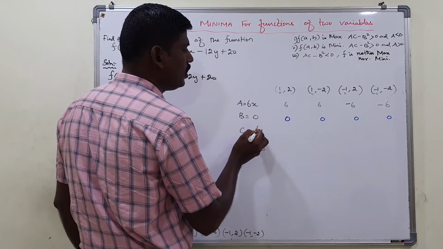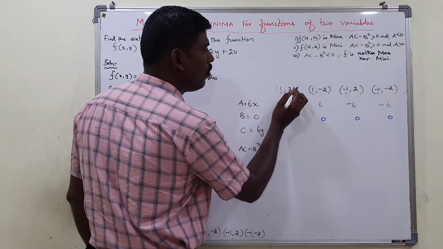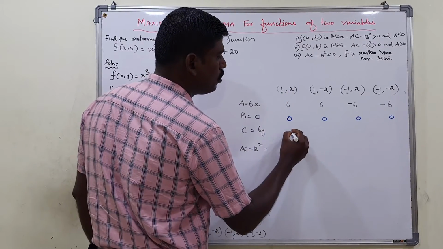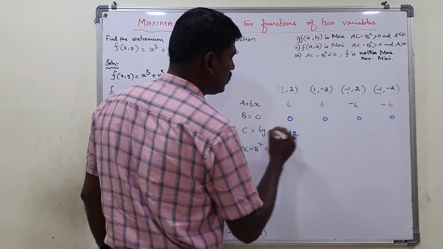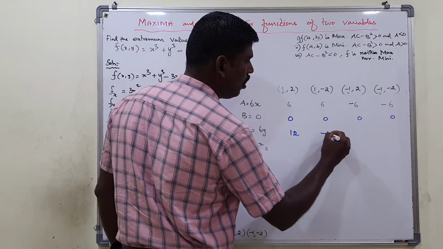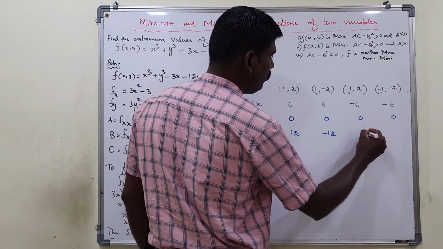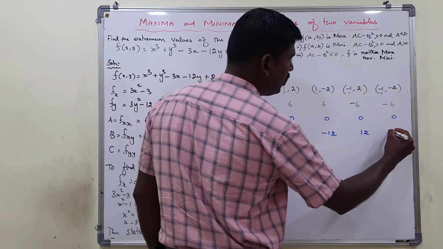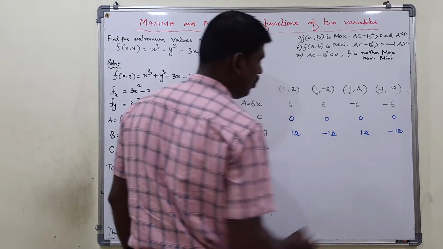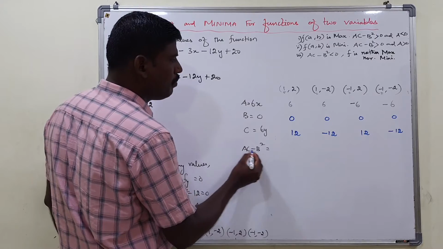Okay. What is the value of C? 6 into y. So what is the value of y at this point? 2. So 6 into 2, it is 12. 6 into minus 2, it is minus 12. Okay. 6 into 2, it is 12. And 6 into minus 2, it is minus 12. Okay. Right. What is AC minus B square?